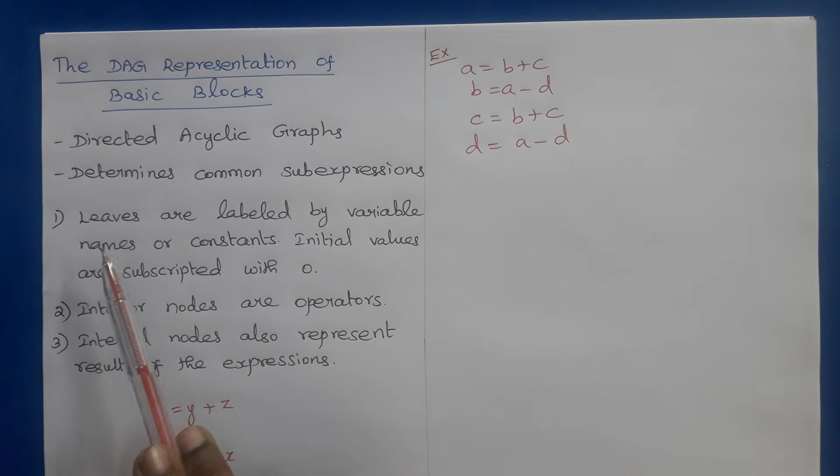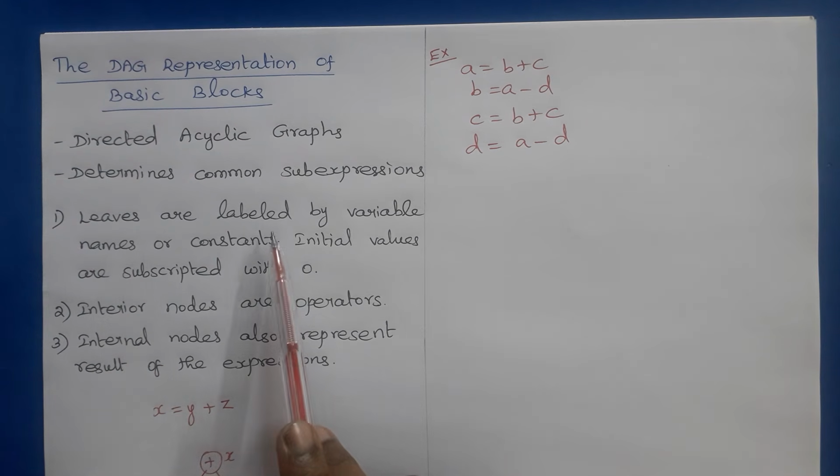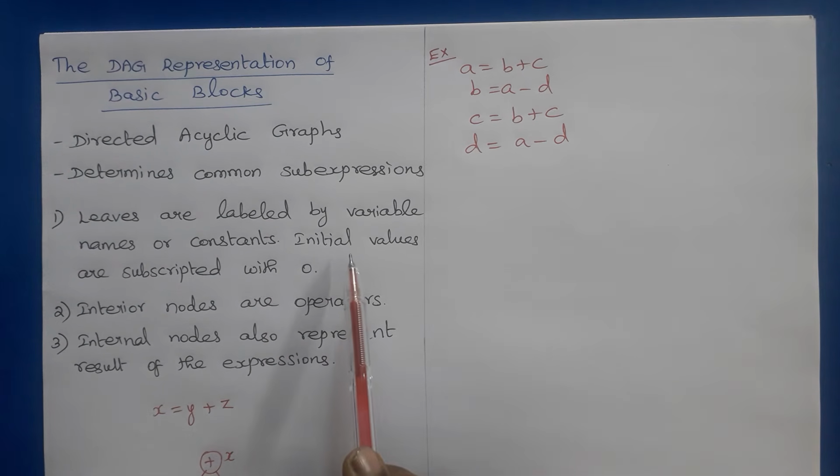In a DAG, all the leaves are used for representing variable names or constants, and the variables initially used should be subscripted with 0, because at some other time they can be replaced by other values. So initial values should be represented with the subscript 0. Then all the interior nodes represent operators, and internal nodes also represent the result of the expression.